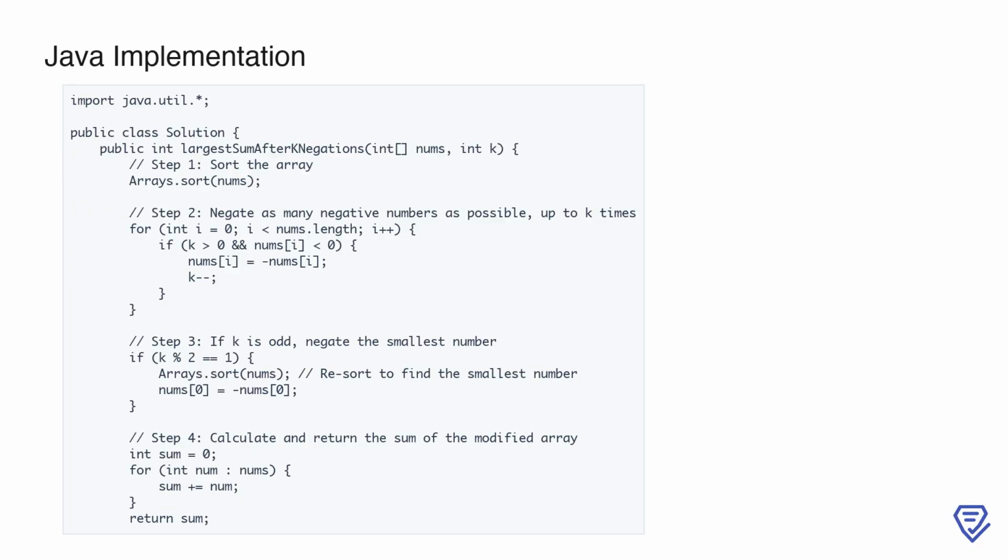increasing the overall sum. Next, we iterate through the array, and for each negative number, we negate it as long as we still have remaining operations, indicated by k greater than 0. Each time we negate a number, we decrement k to reflect the operation used. This way, we prioritize flipping the smallest negative numbers first, which maximizes the sum incrementally.